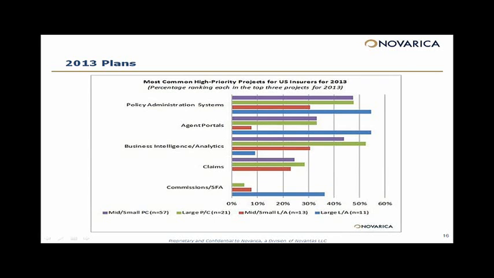You can see in this chart that mid-size P&C organizations and large P&C organizations, almost 50% are prioritizing policy admin projects. Also, large life and annuity organizations are prioritizing that. Next, we see that business intelligence is a high priority for both mid-size and large P&C organizations, and claims also. So there's an awful lot of core system activity going on. Again, policy admin has been the priority for the last 3 to 4 years and will continue to be the priority for 2013.